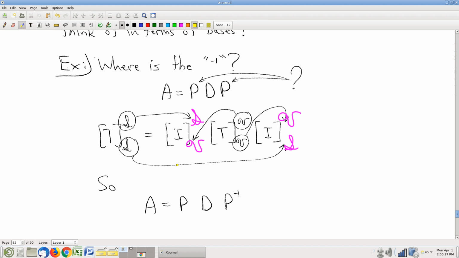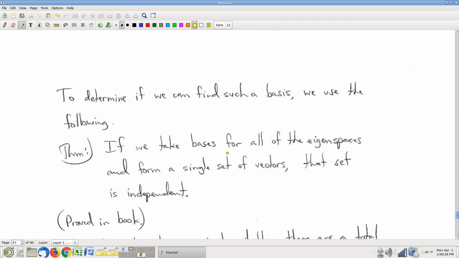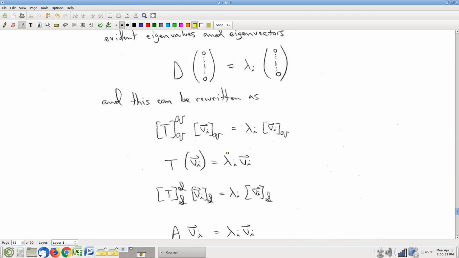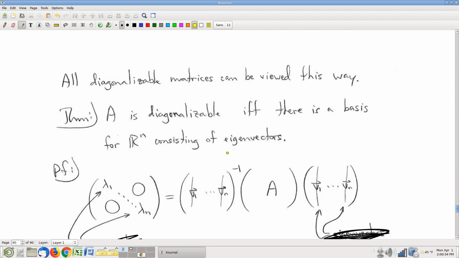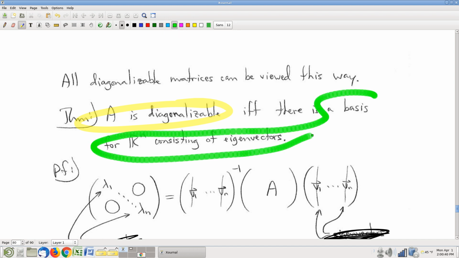Okay. All right. Let me go back now to our big theorem. Here's what we just proved. Diagonalizability is the same as saying that we have a basis for R^n consisting of eigenvectors. So a really nice punchline. Diagonalizability, we're going to see later on when we start looking at some differential equations, is a really big deal. It's very important.